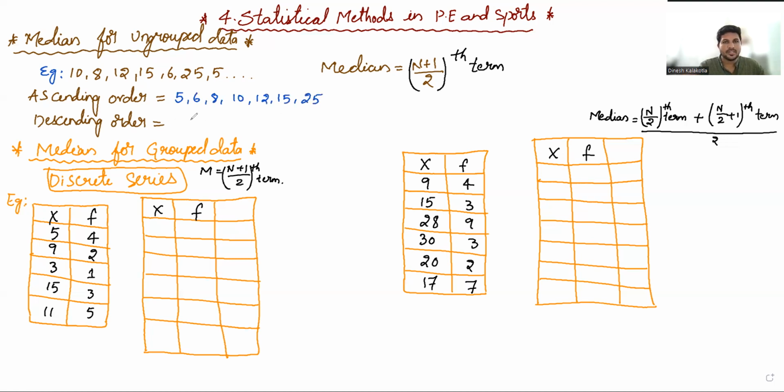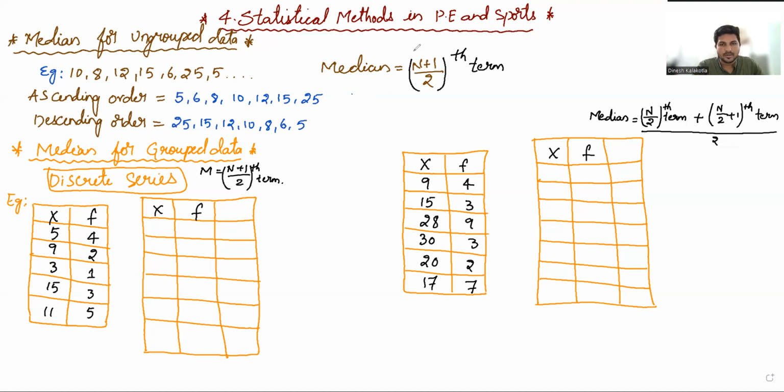And what is descending order? Descending order is writing from big numbers to small numbers, right? So 25, 15, 12, 10, 8, 6, and 5. So we have written ascending and also descending. It's up to us; any one order is enough. You will find it in any order. Now let us see what is the median of this given data.